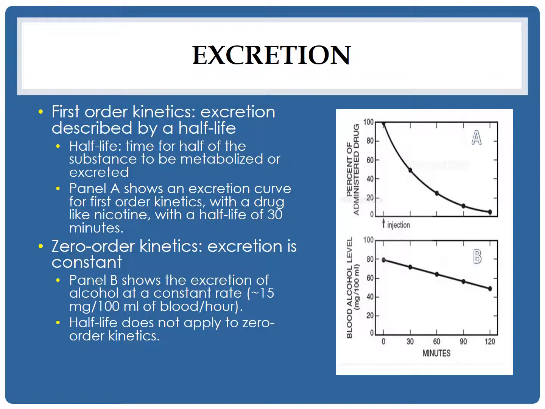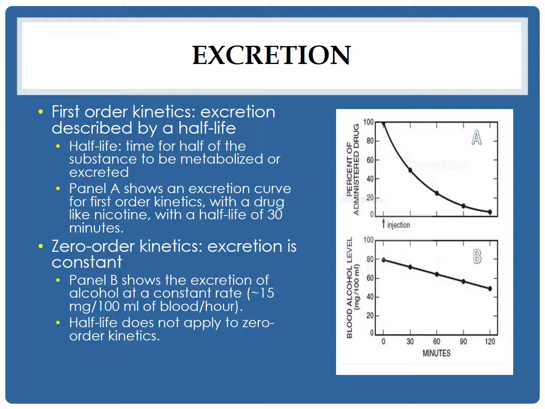With first order kinetics, you can describe the rate of excretion with a half-life. That's the rate at which half of the substance is metabolized, and that's illustrated in graph A of this figure. This is from figure 1-9 in your book. This example is nicotine, which has a half-life of 30 minutes. So every 30 minutes, you see that its level drops to half of what it was, from 100 to 50, from 50 to 25, and so on. This is first order kinetics. It'll asymptote, is the vocabulary word. It'll approach zero, but it never quite reaches it. After a few hours, it's effectively zero because it's down so low that you can't detect it anymore.